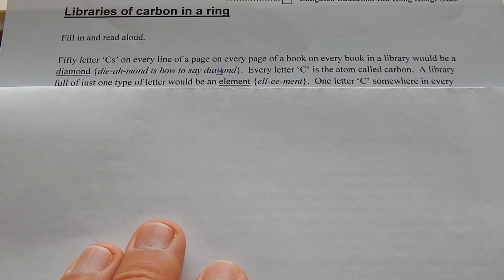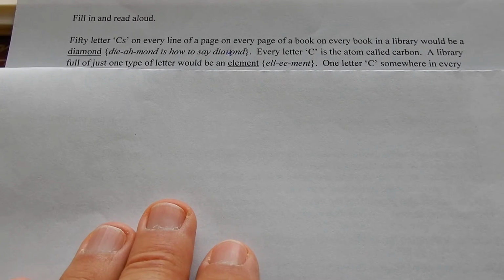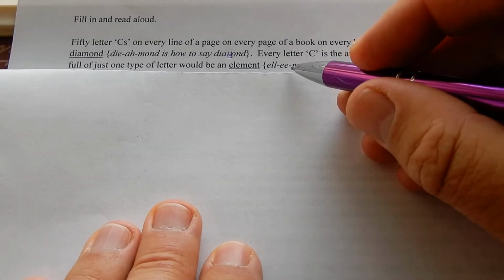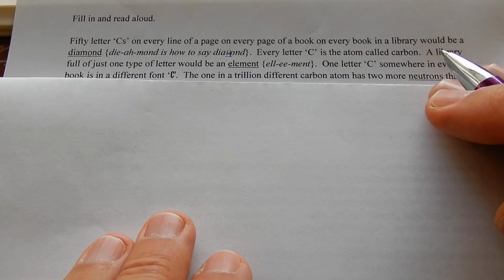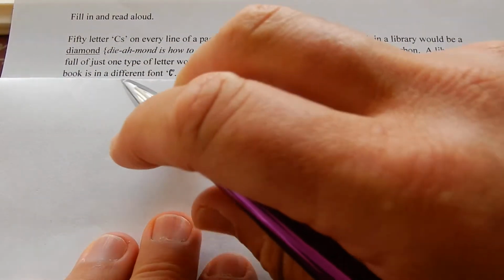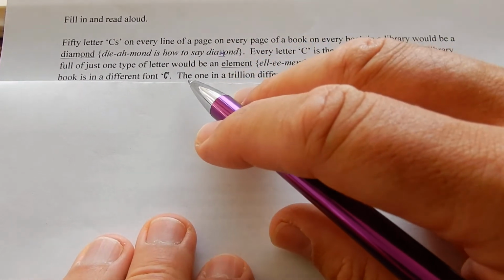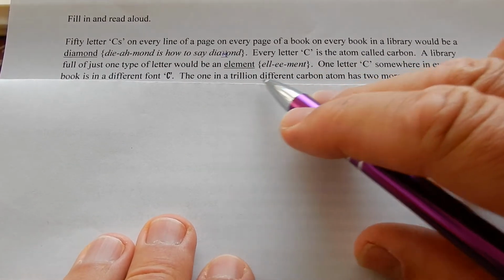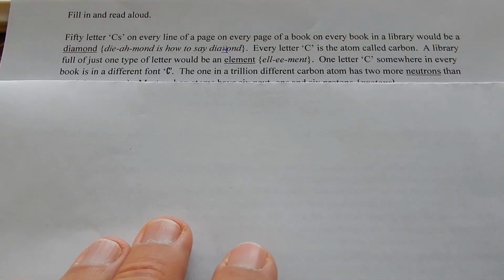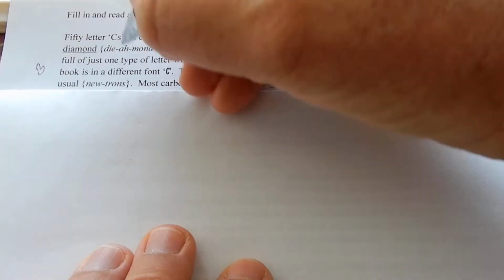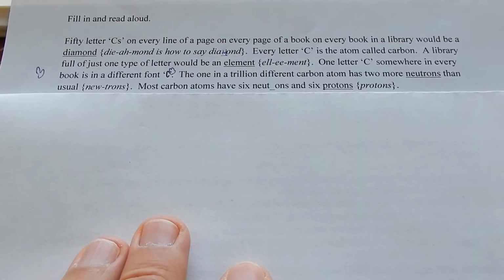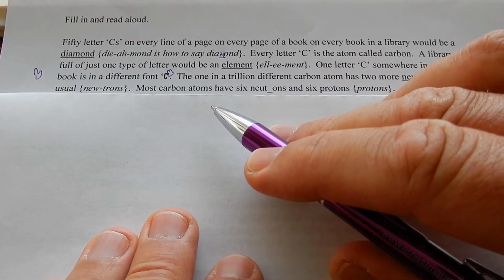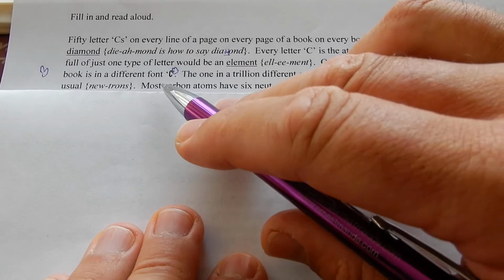Every letter C is the atom called carbon. A library full of just one type of letter would be an element. One letter C somewhere in every book is in a different font. And 1 in a trillion different carbon atoms has 2 more neutrons than usual. Isotopes. Still carbon atoms, but with more neutrons, making them slightly heavier compared to other carbons.